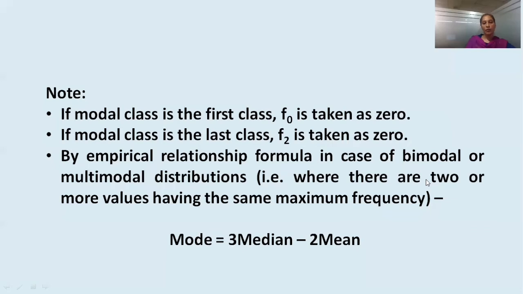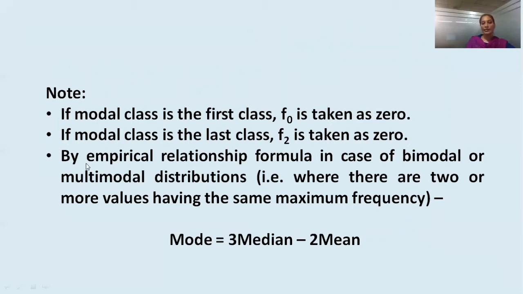Now, one more condition we need to keep in mind is that if our first class is the modal class, in that case F0 will become 0, because there will be no preceding class to the first class. Similarly, if the last class is our modal class, then F2 would be 0, because there would be no succeeding class to the last class.